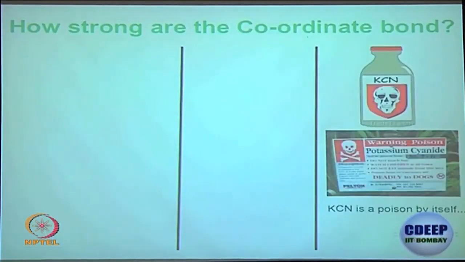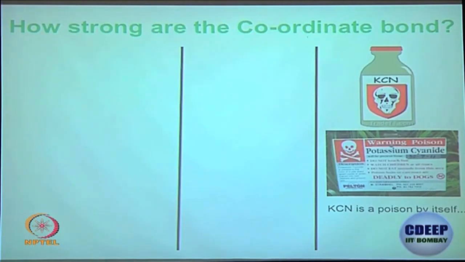So how strong are these coordinate bonds? Something like potassium cyanide, you know that this is an ionic compound. It's very deadly poisonous, all of you never ever even try to taste it. It's a bad idea. And the problem is it is water soluble, that is why it is so dangerous. It's not like potassium cyanide is the only bad thing known, but a lot of bad things may or may not be that water soluble. So living organisms may not be affected too much by those, but potassium cyanide is one of the bad ones. Carbon monoxide gas is another bad one.